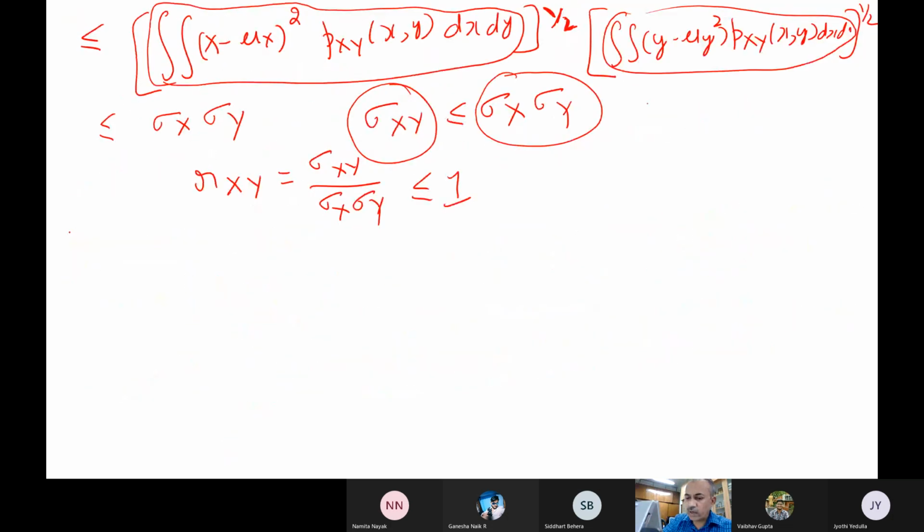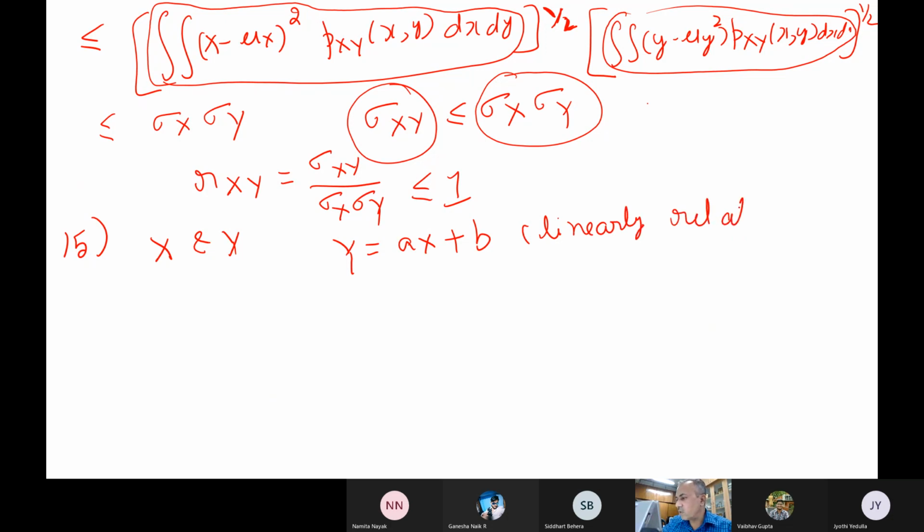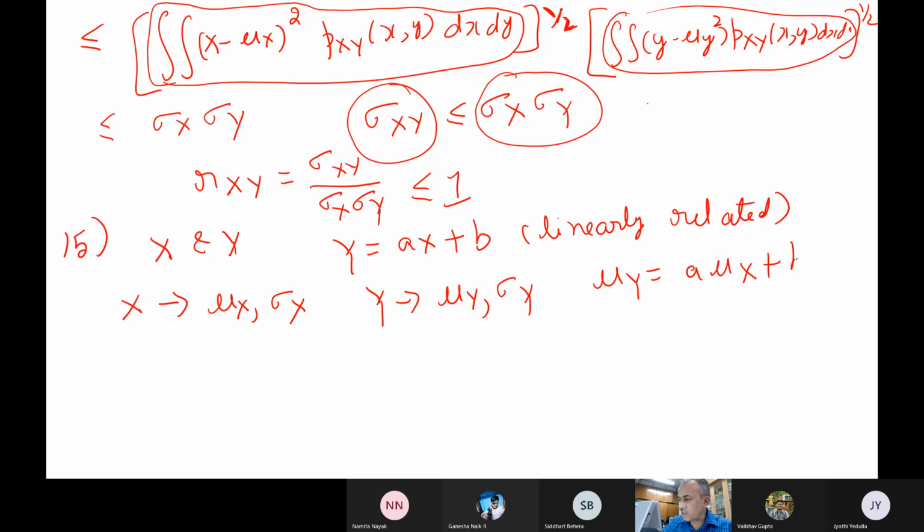Suppose I have x and y, two random variables, and let us say y is ax plus b. Both of them are interlinked, or linearly related. This is also very important. Many times we fit straight lines, right? This is how it looks. Now let us say x has mean value mu_x and standard deviation sigma_x, and y also has a mean value mu_y and sigma_y. But we can find out that mu_y is simply a times mu_x plus b.